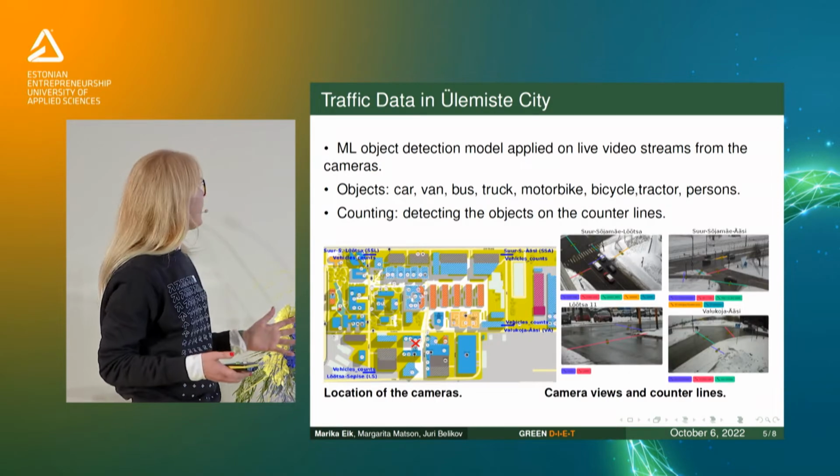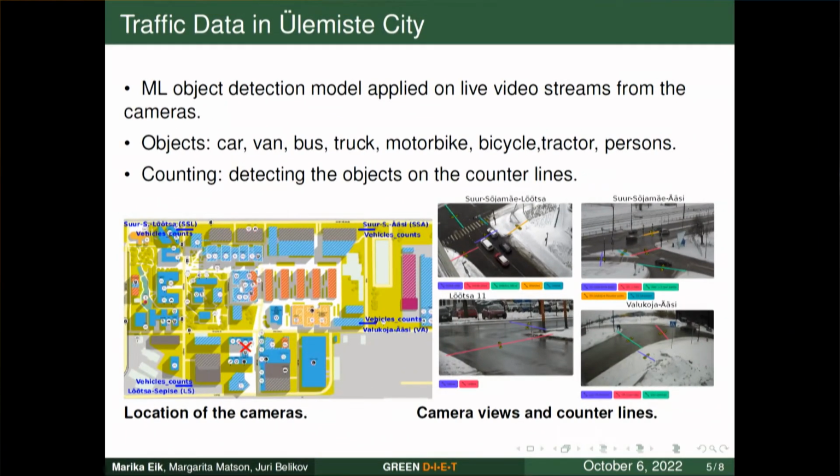So everything starts with the data, and of course we started with the data as well. On the right-hand side you can see the location of the cameras, and this is the map of Ülemiste City. There are 4 road intersections that allow entering or leaving the city. In this study that I'm presenting, we considered only 1 road intersection. This is the Suur-Sõjamäe-Lõõtsa. And how did we get the data?